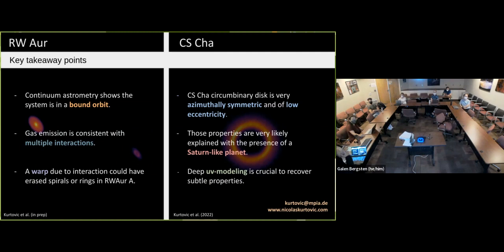And then on the dust side, it's much easier to see what the effect is. As you see, all the dust is migrating inwards. So these binary disks are usually much more truncated compared to the single stellar systems.